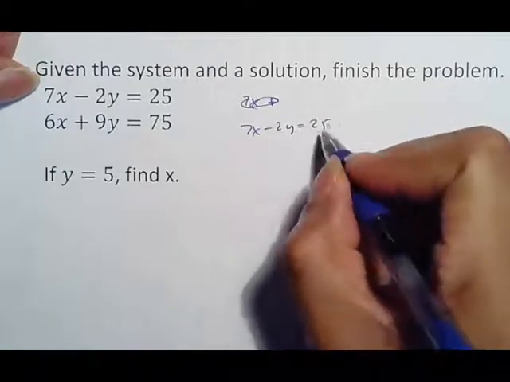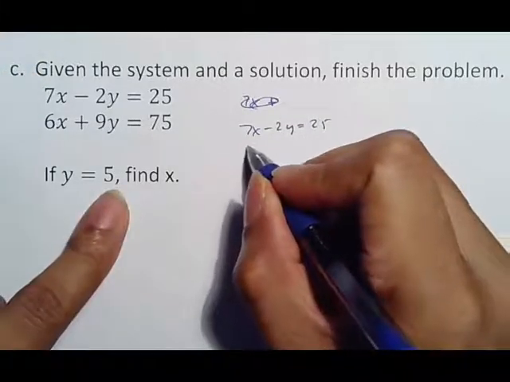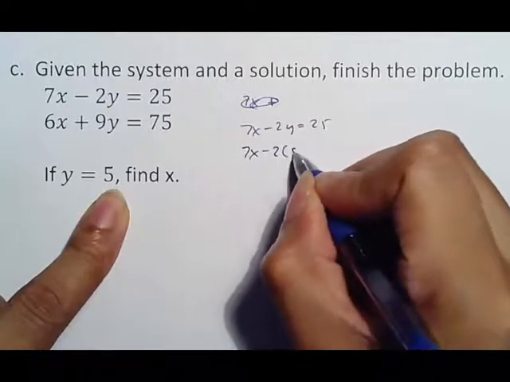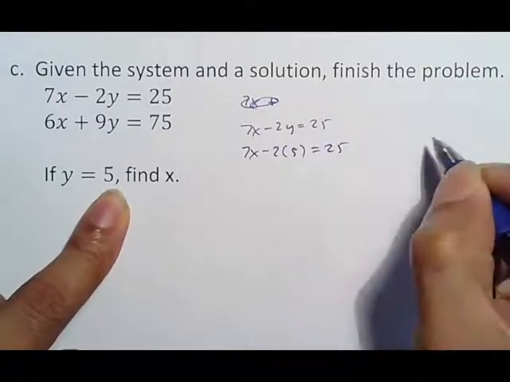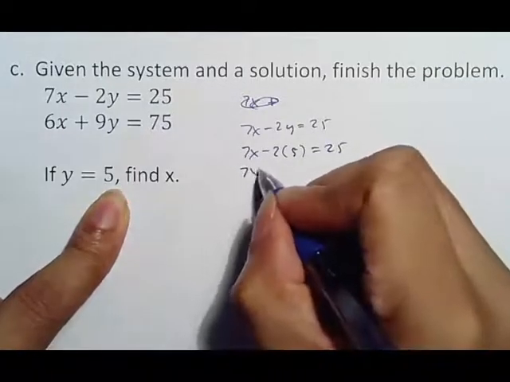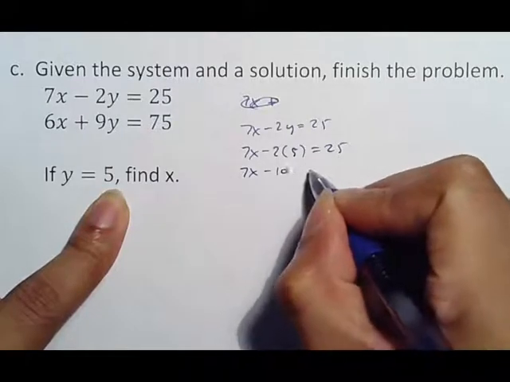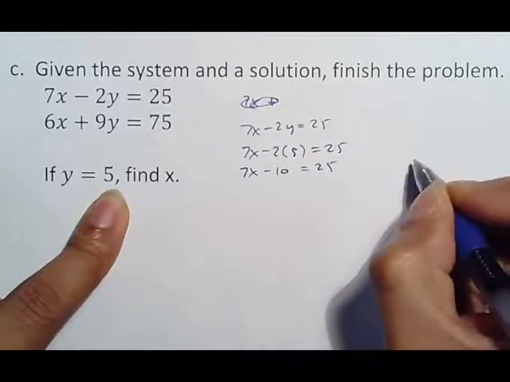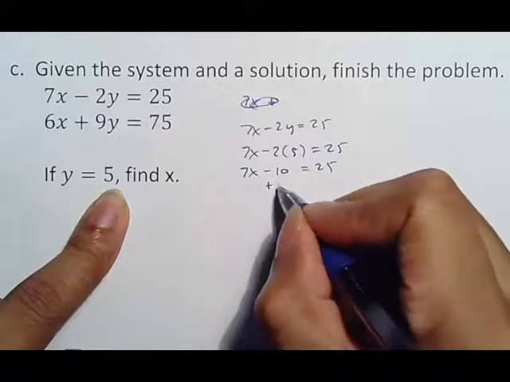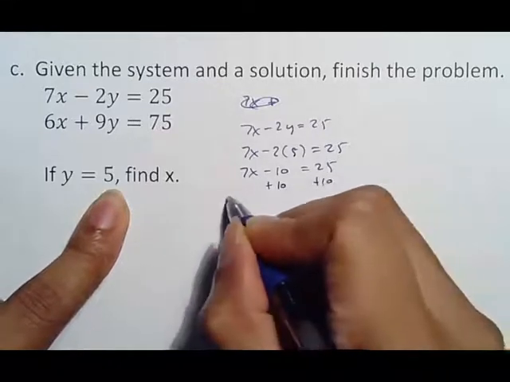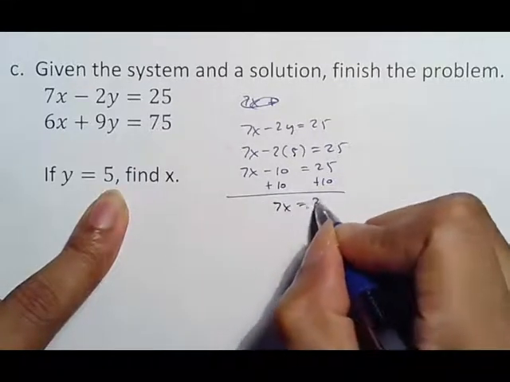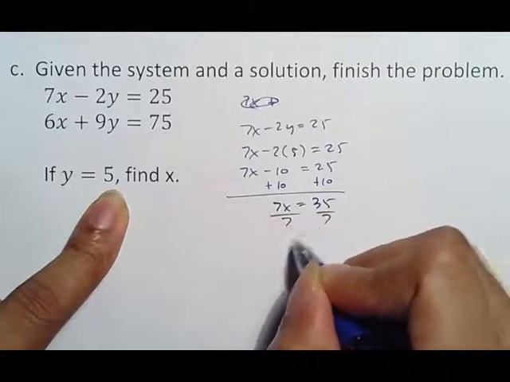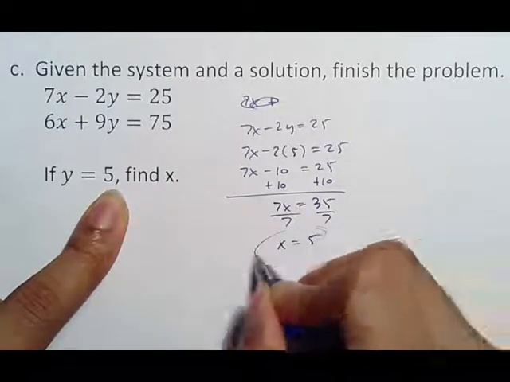So 7x minus 2y equals 25. Turn your y into 5. So 7x minus 2 times 5 equals 25. Turn that into your number, which is 7x minus 10 equals 25. And again, x is attached to 7. So you want to add 10 to both sides. And when you divide by 7, you get x equals 5.